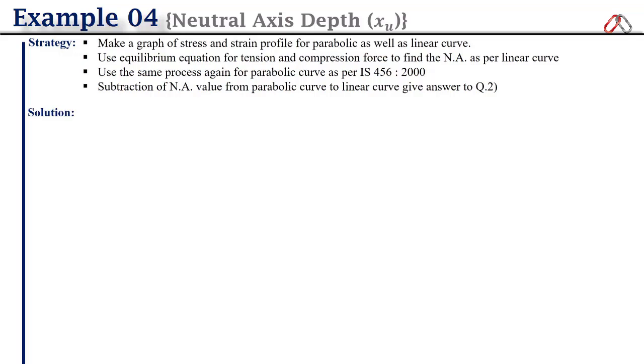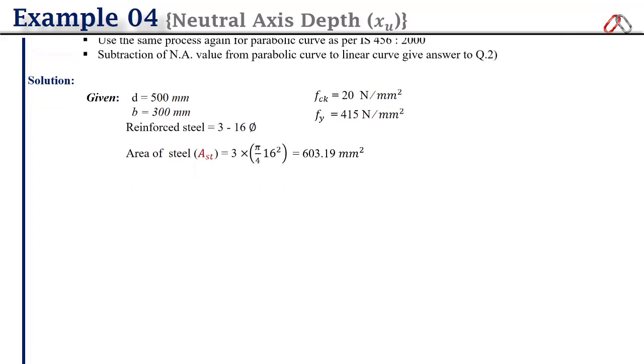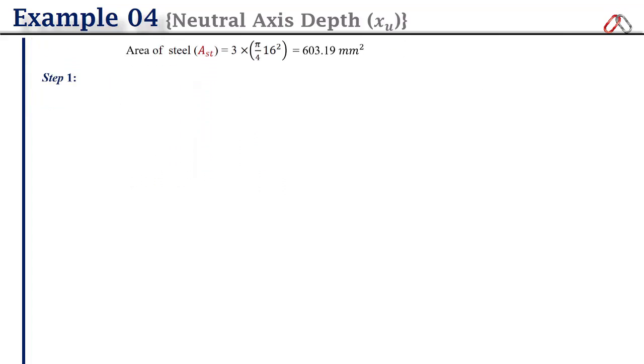So for the solution, the given values are D 500 mm, B 300 mm, and the grade of concrete FCK 20 Newton per mm square, the grade of steel 415 Newton per mm square. We have 3 steel bars of 16 mm dia, and the area of steel AST will be 3 into pi by 4 into 16 square, that is 603.19 mm square.